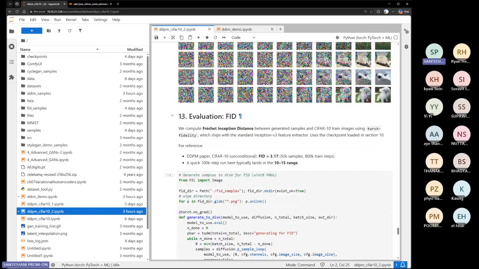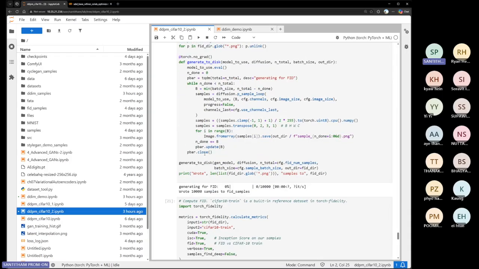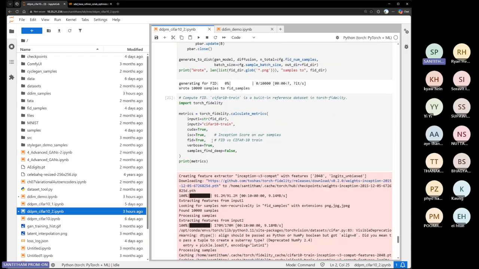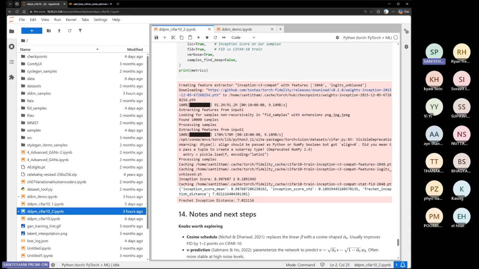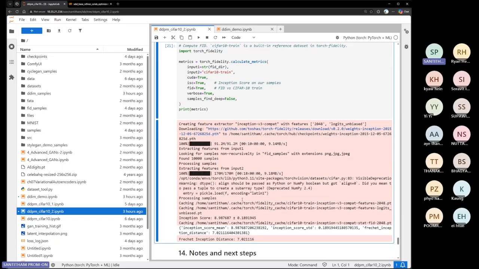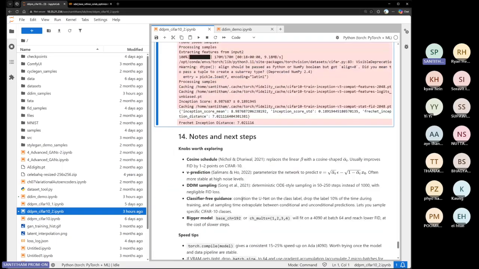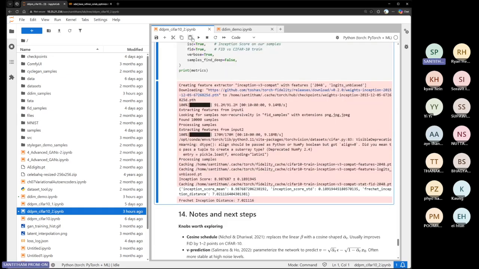And this is the FID evaluation. It took quite some time to run the whole thing. The original paper has the value of FID to be around 3. I got around 7. Probably I may need to do fine tuning and also perform other things more. Okay, this is the DDPM.